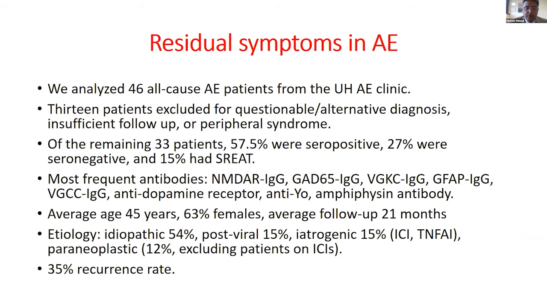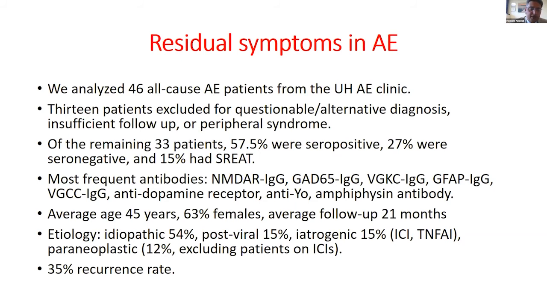57% of them were seropositive, 27% were seronegative, and 15% had SREAT, or steroid-responsive encephalopathy associated with autoimmune thyroiditis. We had a mixed bag of antibodies. Some were highly clinically relevant neuronal surface antibodies, some were onconeuronal antibodies, some with low clinical relevance neuronal antibodies, and even some atypical antibodies like anti-dopamine receptor and antithyroid antibodies, as mentioned earlier. The average age of the group was 45 years, the majority were females, and the average follow-up we have on those patients is 21 months after the acute index event.